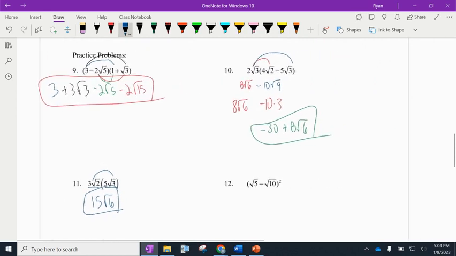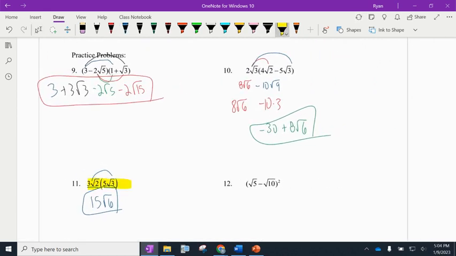Notice how this problem kind of looks like this one up here, but it is different, right? It doesn't say 3 times 2 square root of 5 or even just 2 square root of 5. It's 3 minus 2 square root of 5. That makes this a binomial, whereas this is only a monomial, one term on the outside.